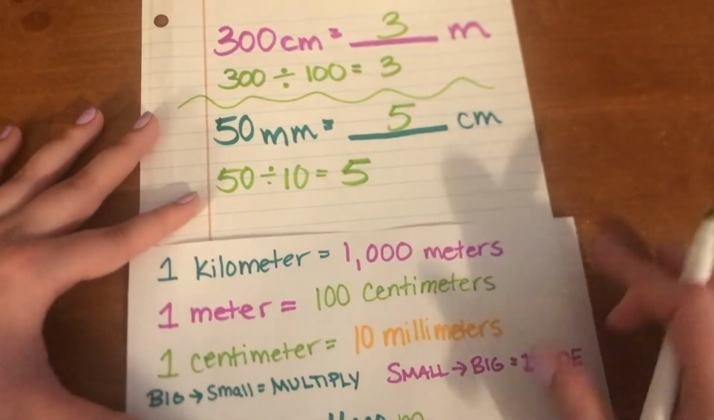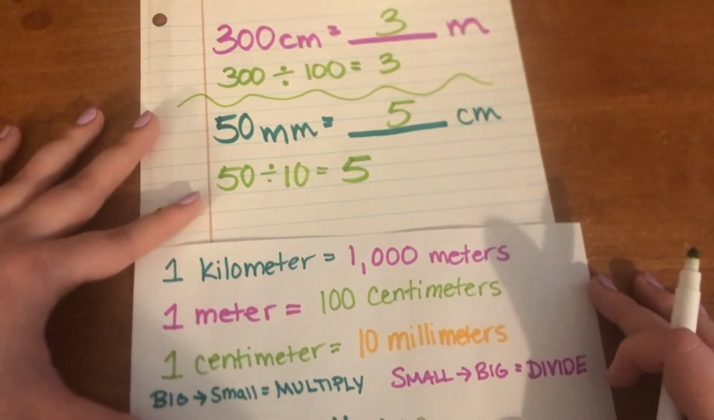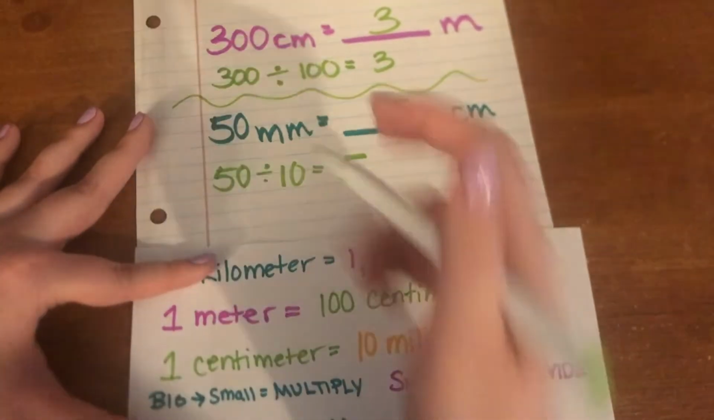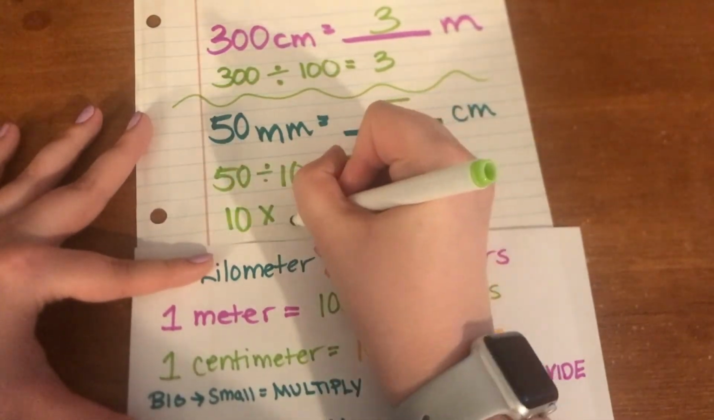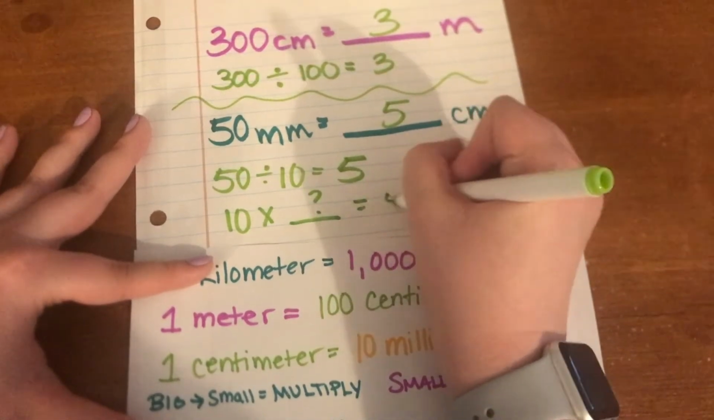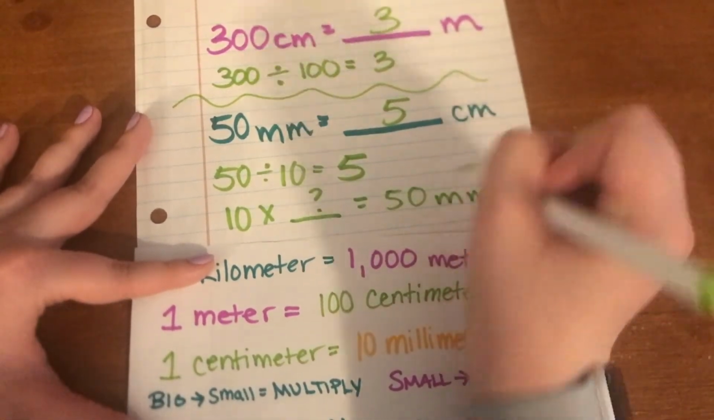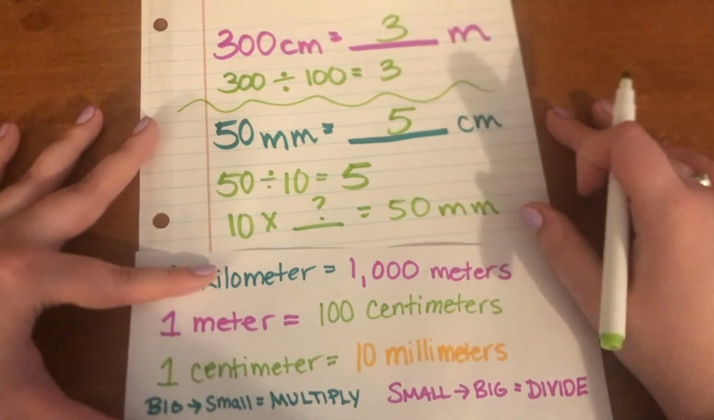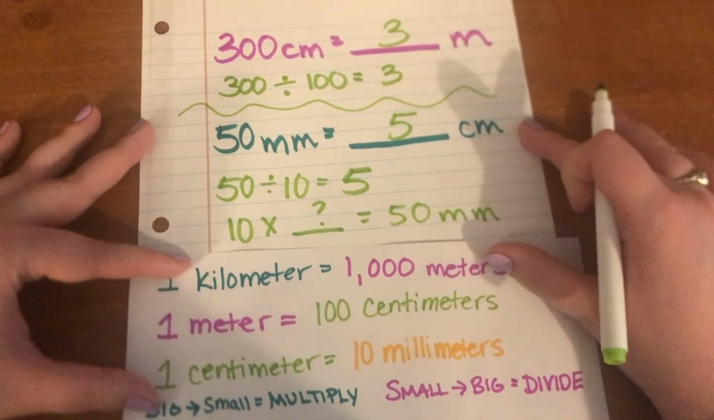So this could also be a multiplication problem, right? Because it's 10 times what gets you to the 50 millimeters. 10 times 5 gets you to the 50 millimeters. So either way, we found our answers.